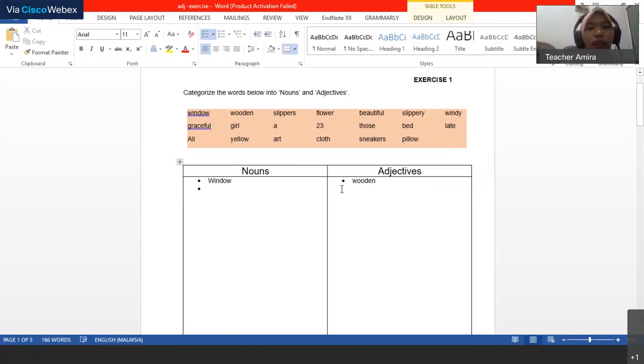All right. And then what else? Slippers. The thing that you wear on your feet. Slippers is a thing. So is it a noun or an adjective? Does it describe anything? No, so slippers is a noun. And also after slippers, flower is definitely a noun. Okay, and then we have beautiful. Beautiful is a condition, not a thing. It's not a name, it's not a place, so it should be an adjective.